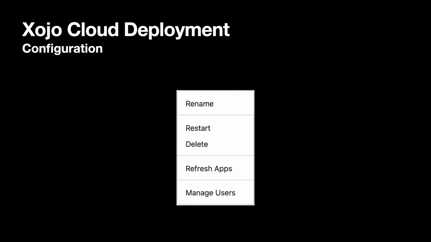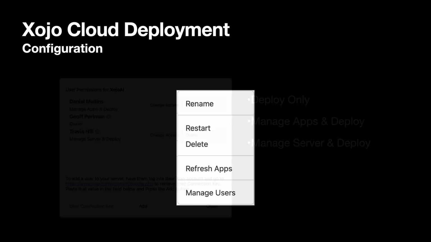Now, in terms of configuration, there's a little gear menu on your Xojo Cloud control panel. You click on that, and this gives you some options. You can rename your server, you can restart it, you can delete it, and you'll get a warning before you do that. So don't worry if you accidentally select that. And if you've got the control panel open and you deploy a new app, you can choose refresh apps just to get the control panel to update so you can see the app. And then finally, manage users.